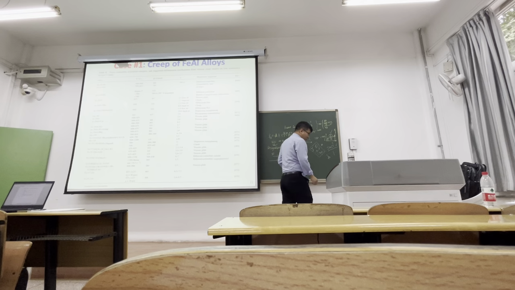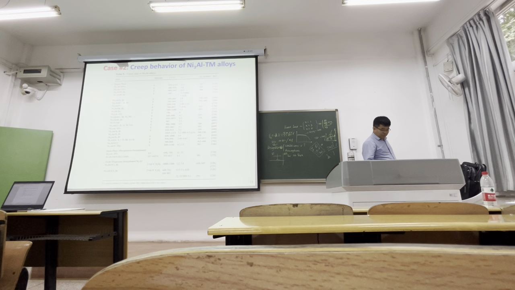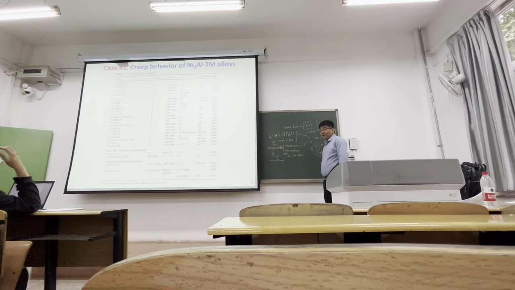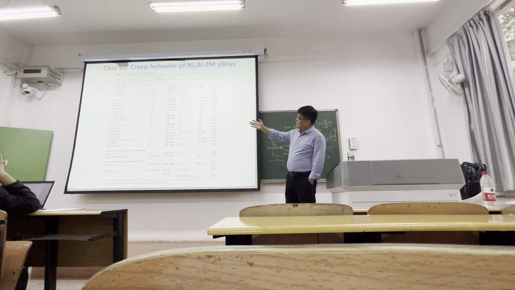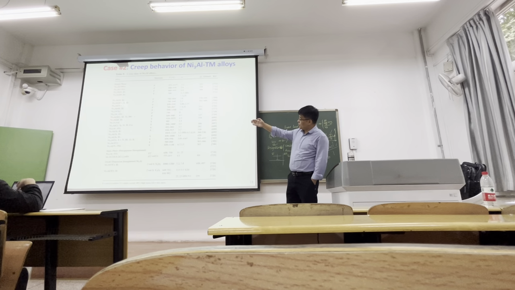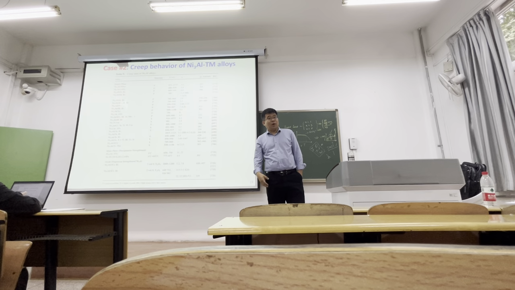Okay? So let's go. How about nickel aluminum? Because those kinds of material are always used for turbine blades, generators. So we add a substitute, interstitial; polycrystal, single crystal, different temperature, different energy, different activation. What did you find?